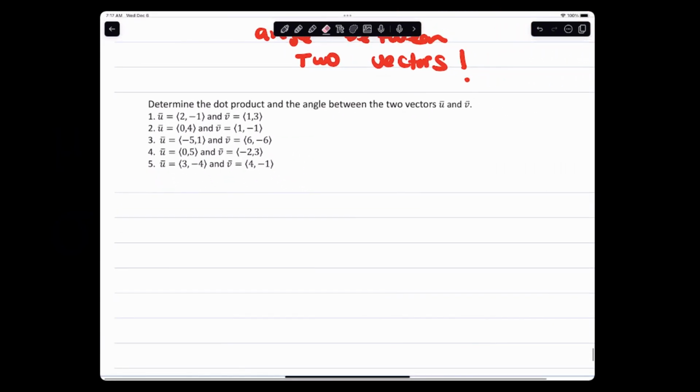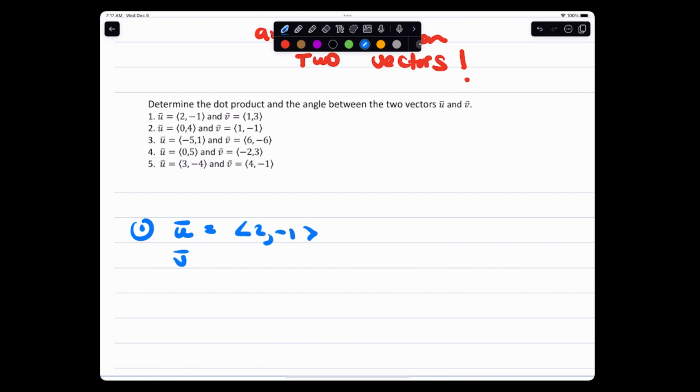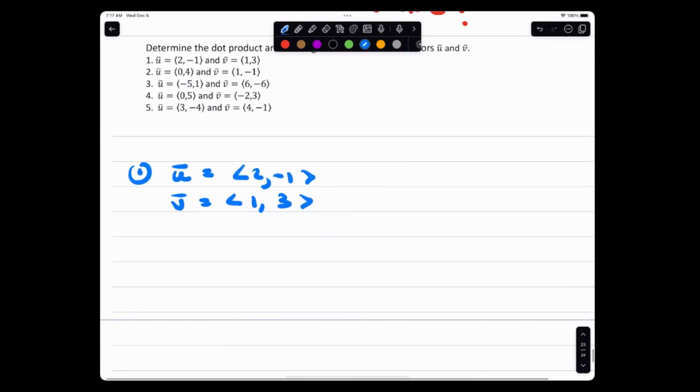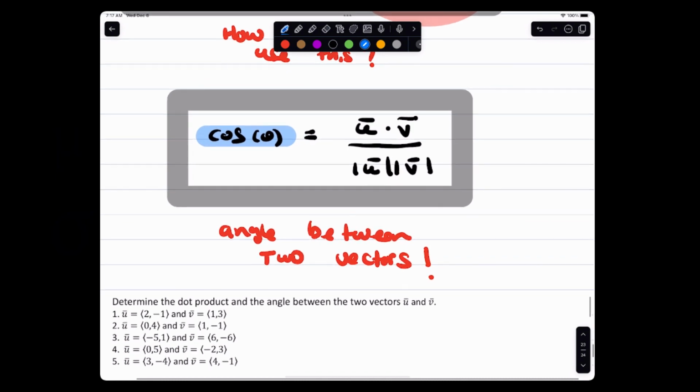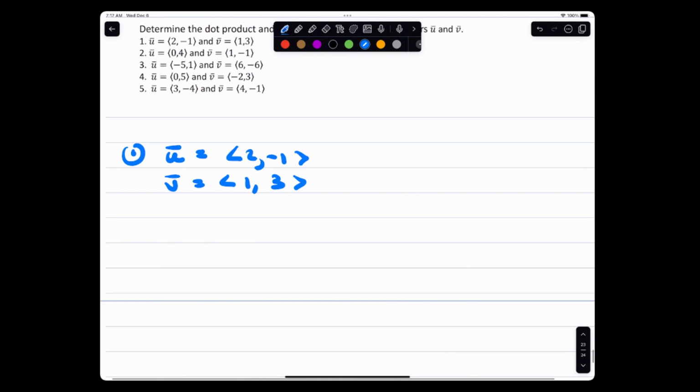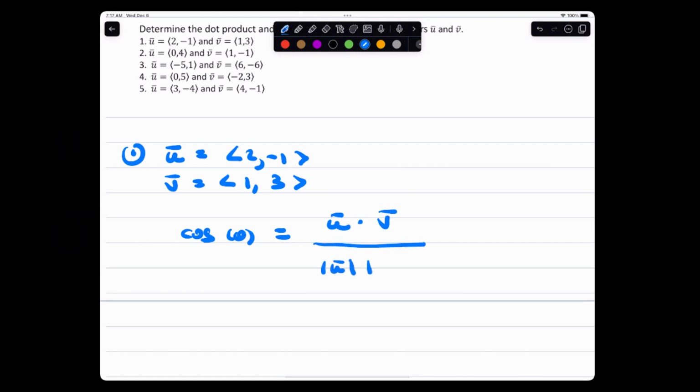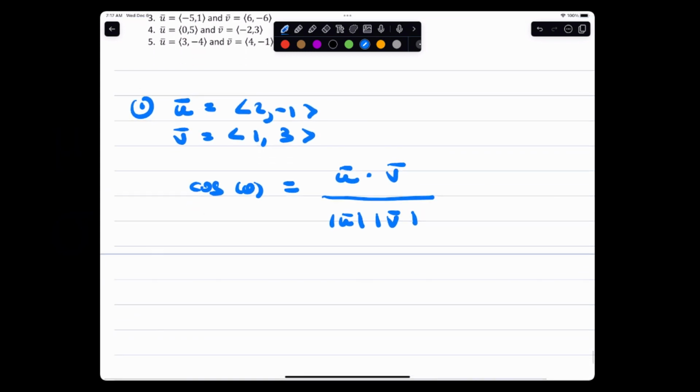So if I see the first situation here, number one, you have vector u is 2, -1. Vector v is 1, 3. Okay? So we're going to use cosine theta being the dot product of u and v divided by the length of u, length of v. So we can write that down. Cosine theta is u dotted with v divided by the length of u times the length of v. So that now we can write that down.